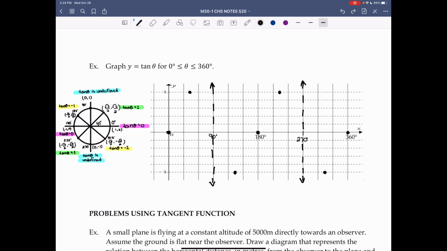Then we just join the points together with a bit of a curve. It kind of flattens out at the X-intercept. And it just continues on forever. And then we do the same here. And here. And there's y equals tan theta for theta between 0 and 360 degrees.